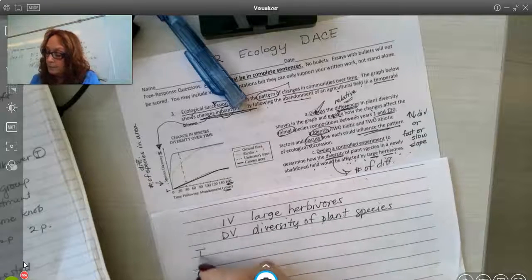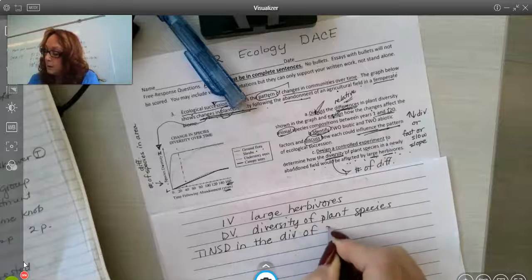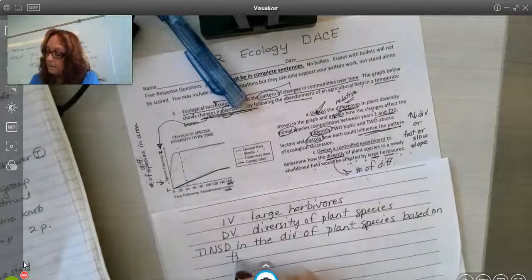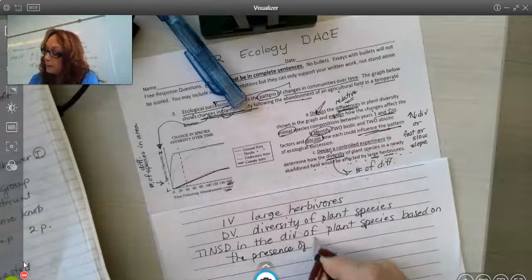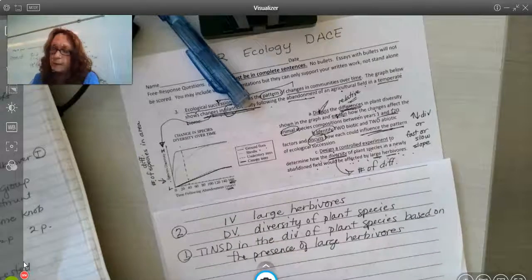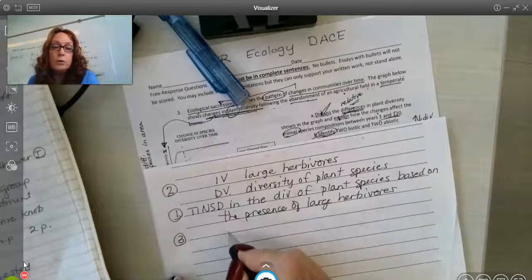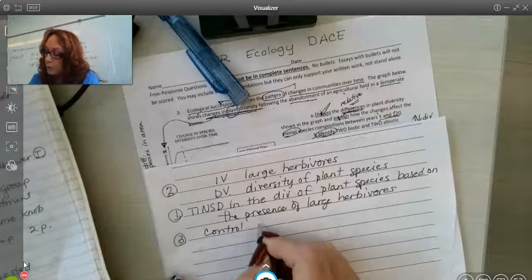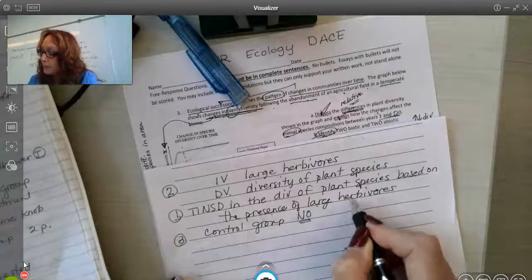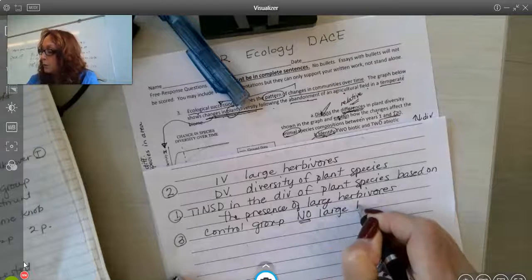So now I'm going to write my null. There is no significant difference in what are you measuring, the diversity of plant species, based on what are you testing? The presence of large herbivores. Okay, so I know that's one part. I know that's another part. I need to give a control. So in this case, we said the control, you always say this. My control group is no whatever you're testing. So what are you testing? The presence of large herbivores. So your control group would be a field with no herbivores. So no large herbivores.